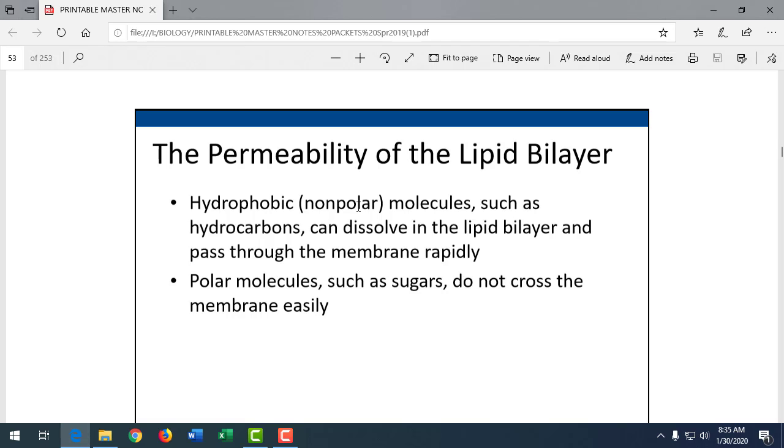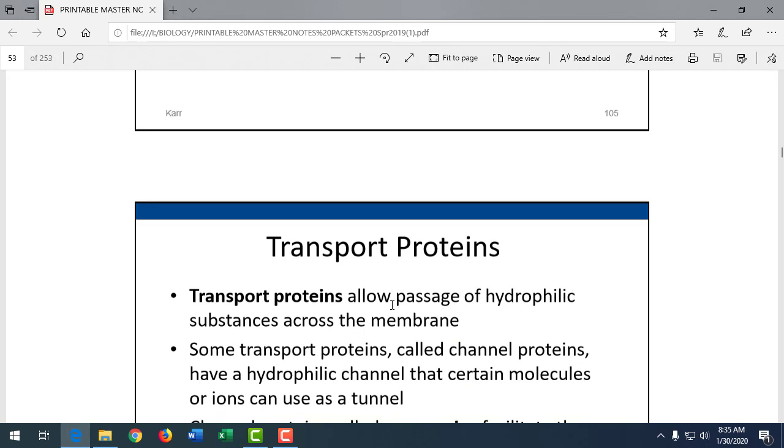Things like sugars and salts and ions are charged. They cannot cross the membrane without help. So you can add to this list sugars, salts, amino acids, ions. Sugars, salts, amino acids, and ions cannot cross the membrane. They need help. So what can cross the membrane then?